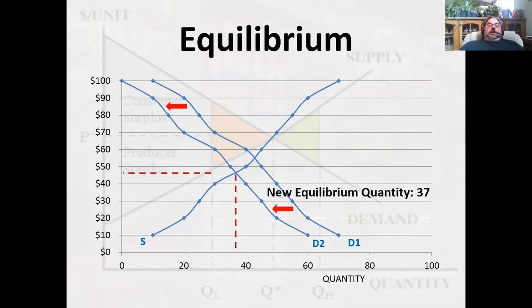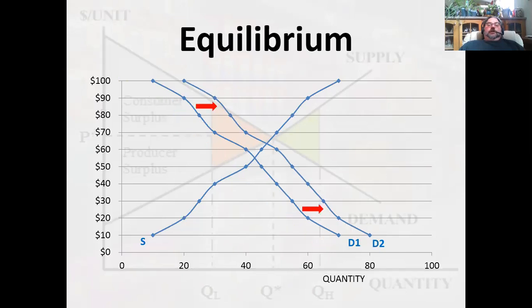Now, this phenomenon happens no matter which curve is shifting and no matter whether it shifts left or right. And we're going to look at a couple of examples because it's easy when one curve shifts. We're also going to look at some examples of what happens when both curves shift simultaneously.